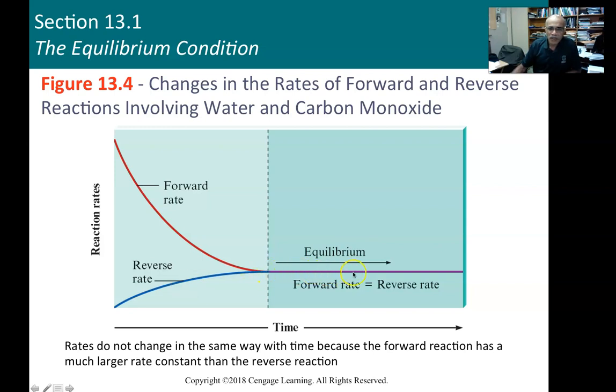But when it reaches equilibrium, note this, the rate is the same. So in other words, the concentration remains constant, as we've seen in the previous slide, and the rate is the same. That is, we can say the rate of the forward reaction is equal to the rate of the reverse reaction.